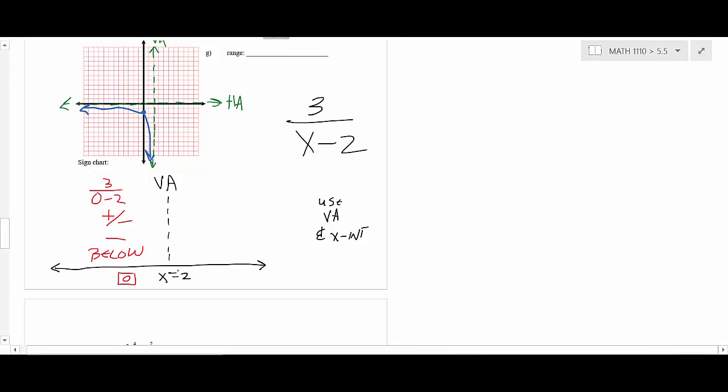Now we go to a number bigger than 2. Let's do 3, for example. Plug that into the function, which is 3 over x minus 2. You would have 3 over 3 minus 2. That's a positive numerator, positive denominator, so that's positive. That means you're above the x-axis. And that's all you've got to know.